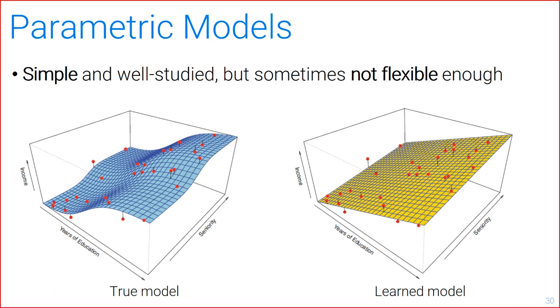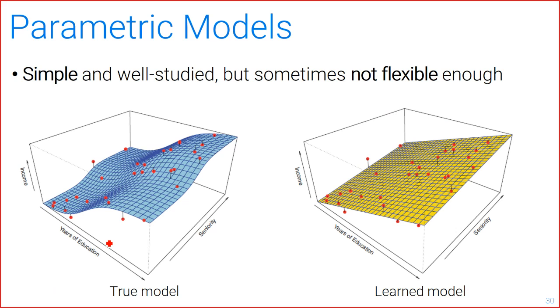So let me here give you an example. Imagine that we are again modeling the wage, or actually this is income of a certain person, by years of education and by the seniority in a company. And let's assume the true model looks something like this. We have all the observations in this three-dimensional space. That's what it looks like.